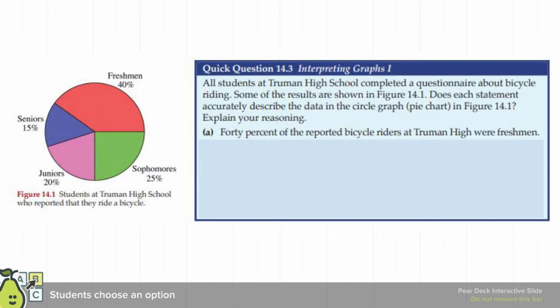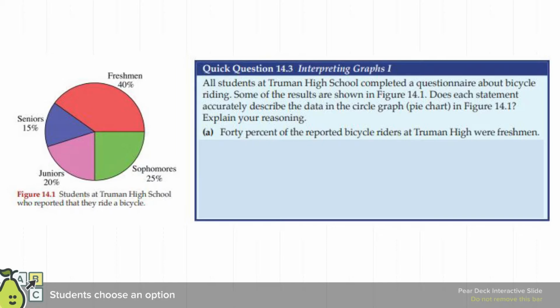In this first example, we have a pie chart, and the pie chart says that this is the students at Truman High School who reported that they rode a bicycle. So we're going to answer this question. It says all students at Truman High School completed a questionnaire about bicycle riding. Some of the results are shown in figure 14.1. Does each statement accurately describe the data in the circle graph, the pie chart in figure 14.1, and explain your reasoning?